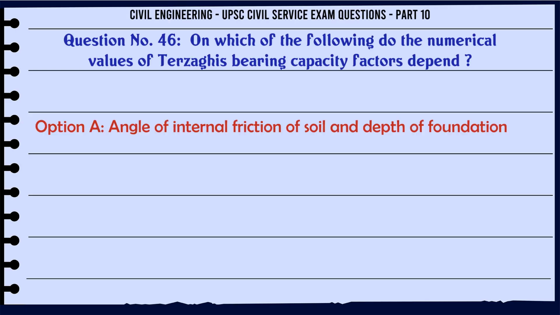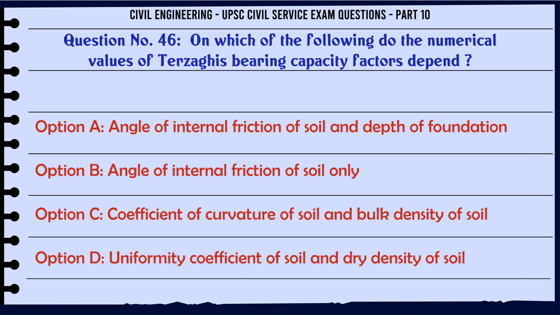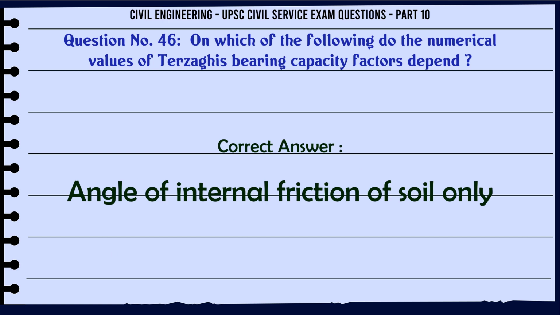On which of the following do the numerical values of Terzaghi's bearing capacity factors depend? A. Angle of internal friction of soil and depth of foundation. B. Angle of internal friction of soil only. C. Coefficient of curvature of soil and bulk density of soil. D. Uniformity coefficient of soil and dry density of soil. The correct answer is angle of internal friction of soil only.